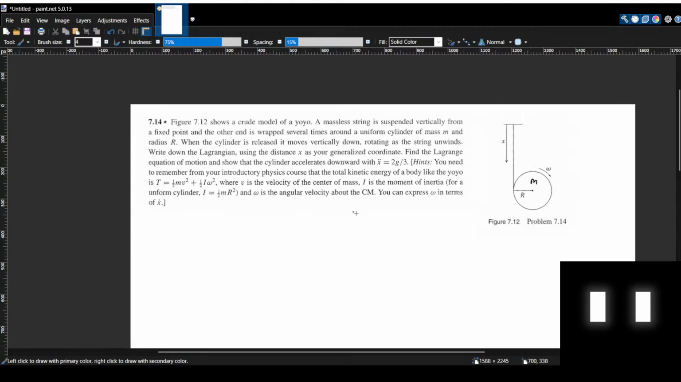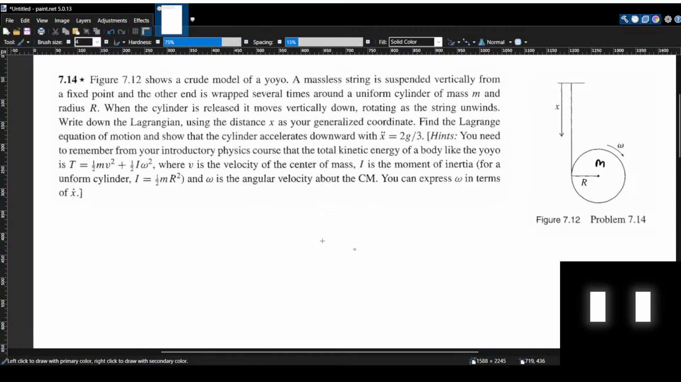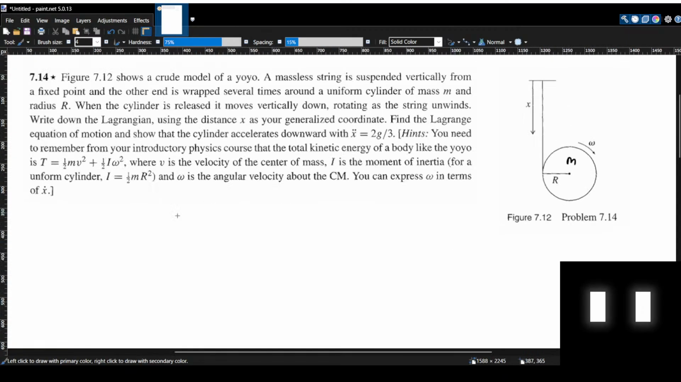So, first of all, this is how we're going to use the Lagrangian mechanics. To solve it, of course, we have to write out the Lagrangian. The Lagrangian, typically, although not always, but most of the time, takes on the form of T minus V.